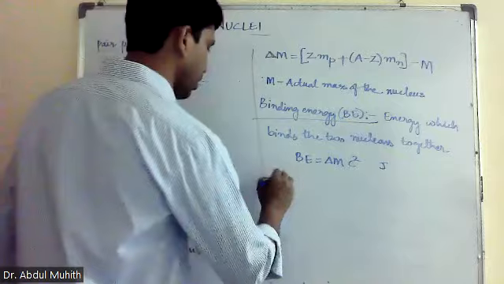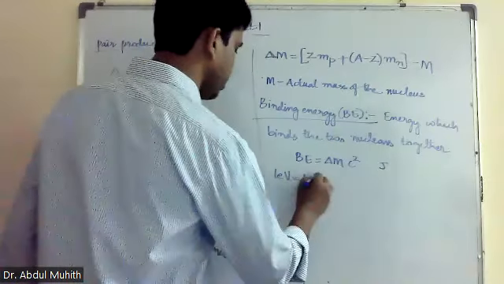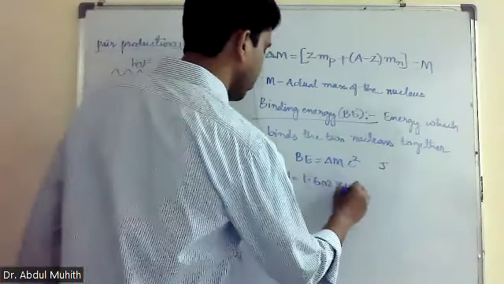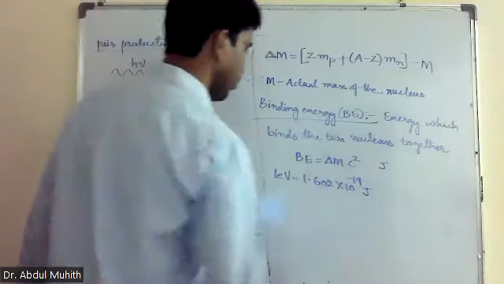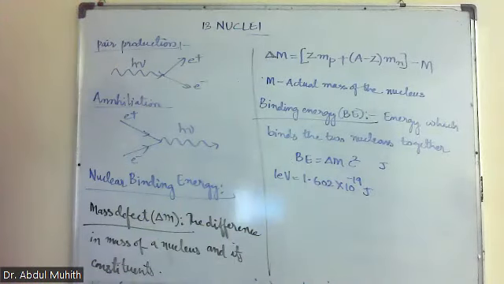How? One electron volt is equal to how much? It is 1.602 into 10 to the power of minus 19 joules. This is the value of binding energy. Sometimes we have to write it in the other form also. Now, the mass defect appears as energy which binds the nucleons together. The energy which binds the nucleons together is binding energy.